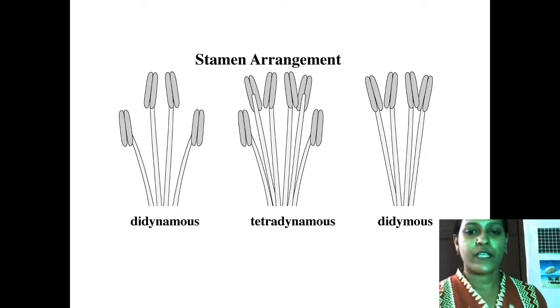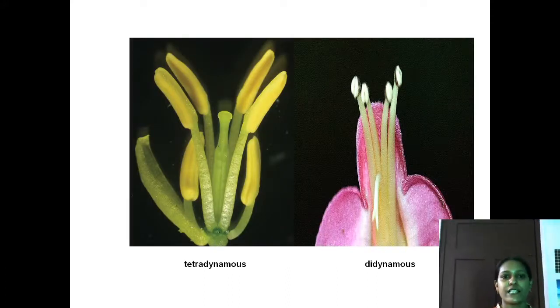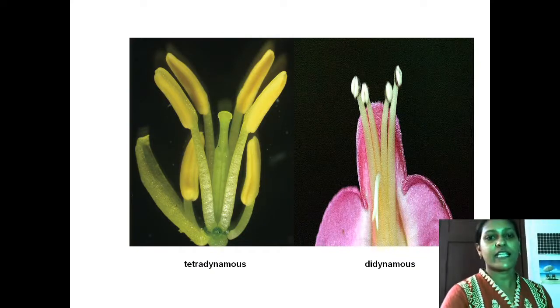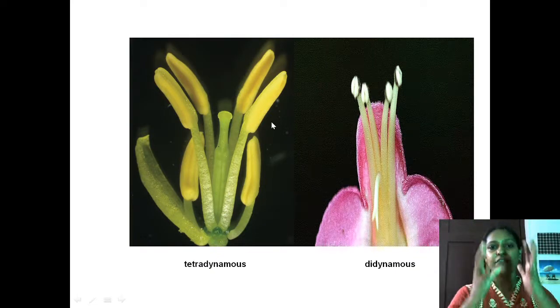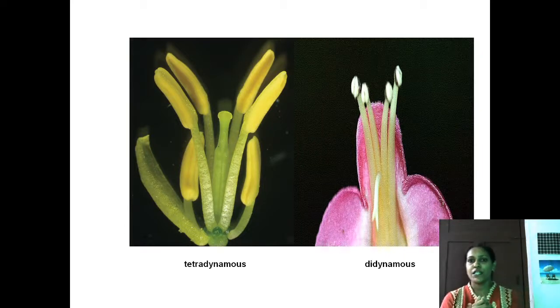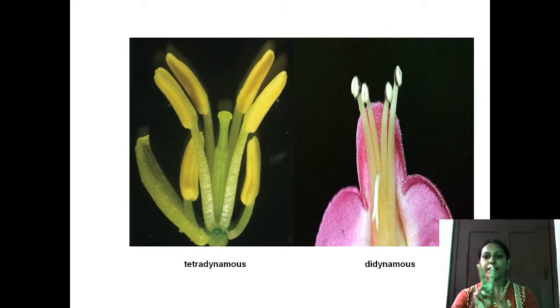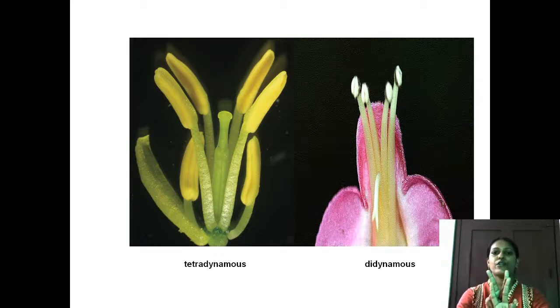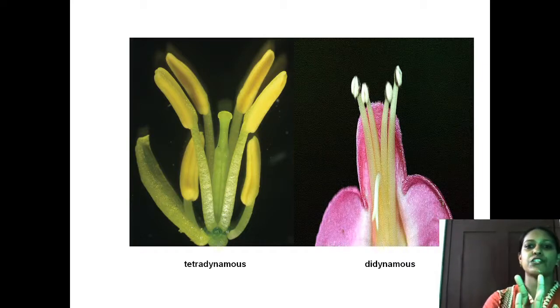Okay, we have discussed this. It's a very good example. See, look at this. എന്ത് ക്ലിയർ ആയിട്ട് കാണുന്നത്. ഓക്കെ, 4 എണ്ണം വലുത് നിൽക്കുന്നുണ്ടോ, 2 എണ്ണം ചെറുത് നിൽക്കുന്നുണ്ടോ. What about didynamous? 2 are only bigger and 2 are shorter. കണ്ടോ? Look at the positioning. Look at the condition.